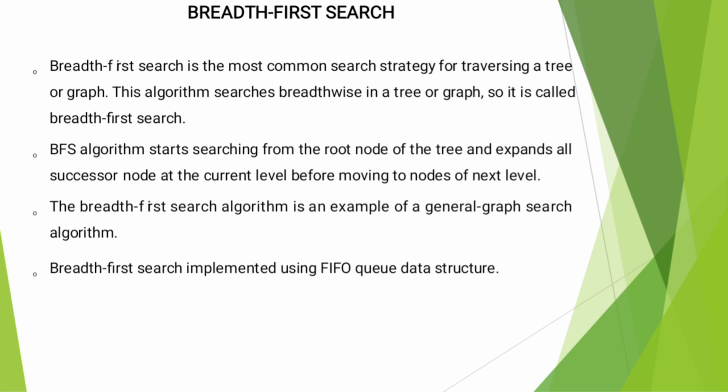The BFS algorithm starts the search from the root node of the tree and expands all the successor nodes at the current level before moving to the nodes of the next level. That is, it finishes level by level. The breadth first search algorithm is an example of a general graph search algorithm. Breadth first search is implemented using a first in first out queue data structure.